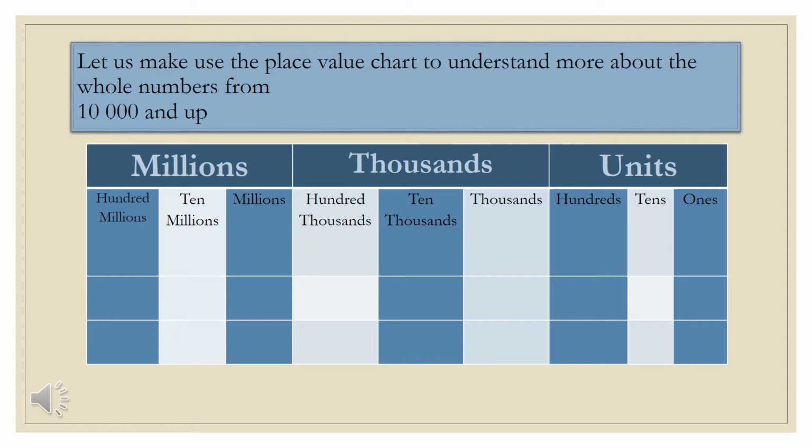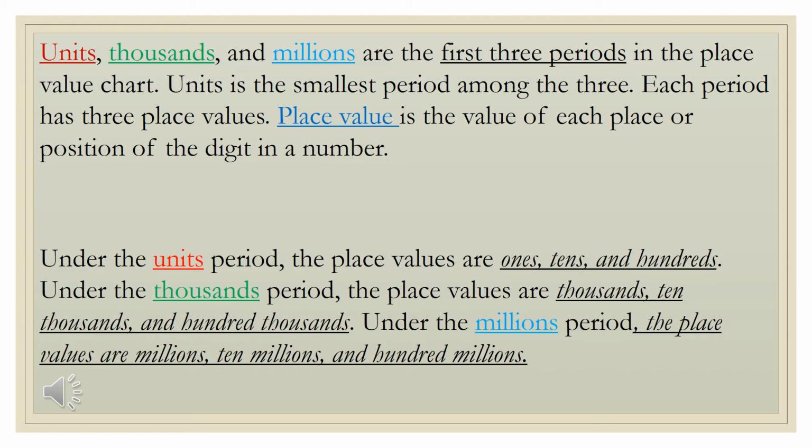The second period is thousands. Under the thousands are 100 thousands, 10 thousands and thousands. The third is units. Under the units are hundreds, tens, ones. Units, thousands, and millions are the first 3 periods in the place value chart. Units is the smallest period among the 3. Each period has 3 place values.